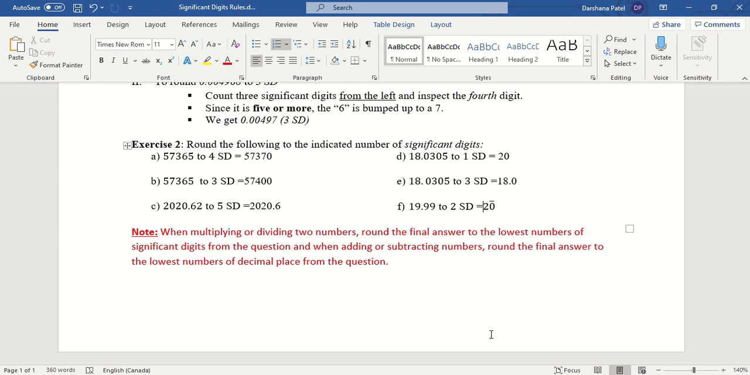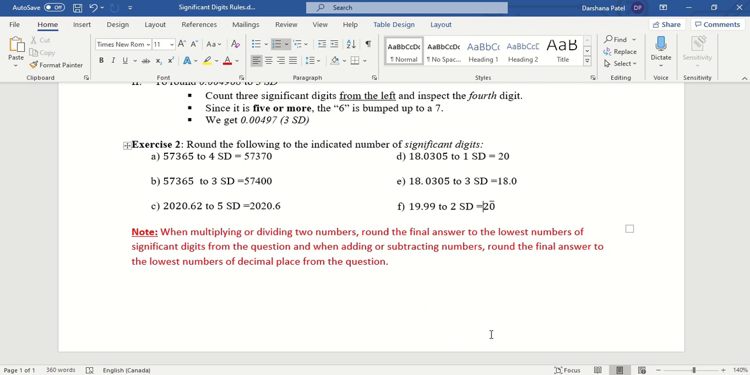How about adding, subtracting? If I add or subtract numbers, I will round my final answer to the lowest number of decimal places from the question. Meaning that if I had 3 numbers being added or subtracted, if the lowest number of decimal places in the question had 2 numbers after the decimal, the final answer should have 2 numbers after the decimal.